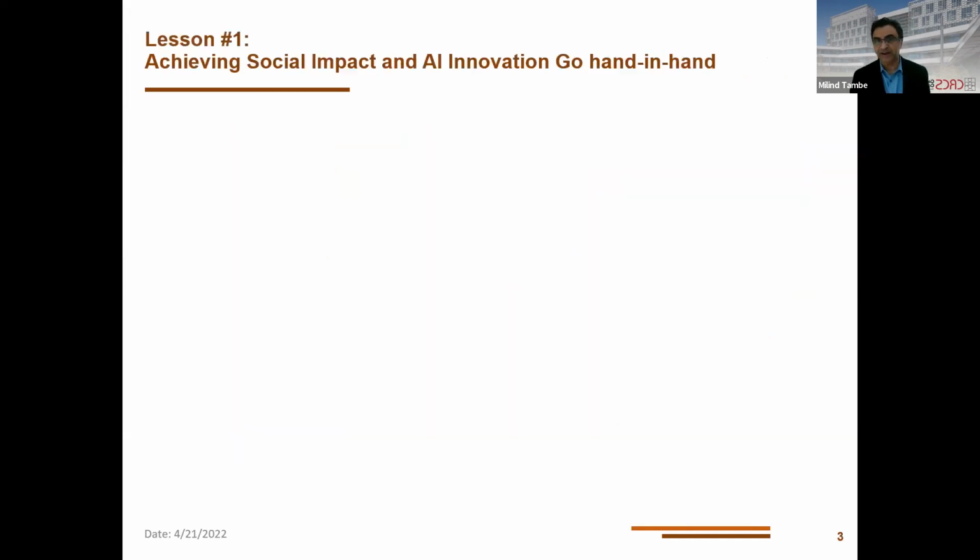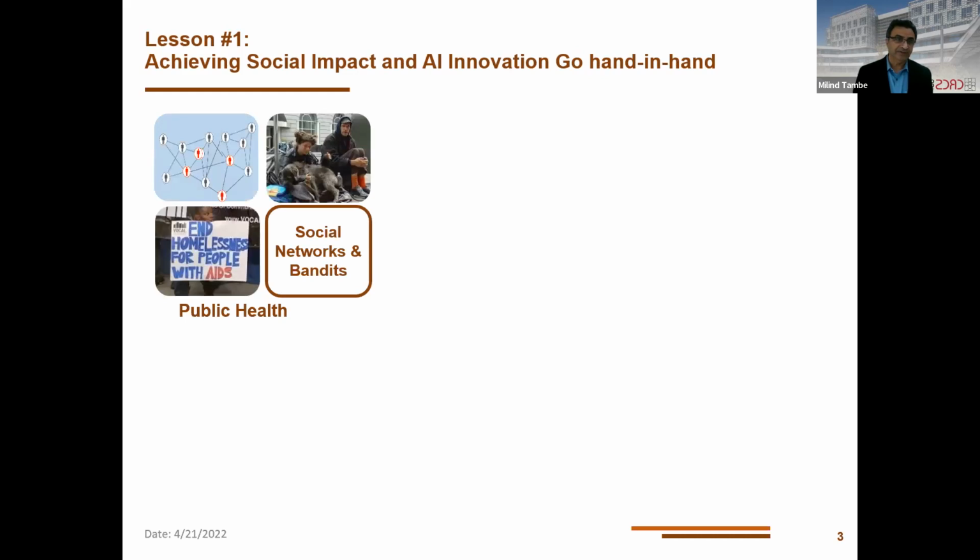First, achieving social impact and AI innovation go hand in hand. A concrete example is work we've done in public health. Here we have large populations to serve but a limited number of public health resources. In the work we did in Los Angeles, we worked with youth experiencing homelessness. The goal was to spread information about HIV amongst these youth. We are able to show that our social network influence maximization algorithms are far more effective in spreading HIV information and reducing HIV risk behavior compared to traditional approaches. However, this work required innovation in the area of social network algorithms.